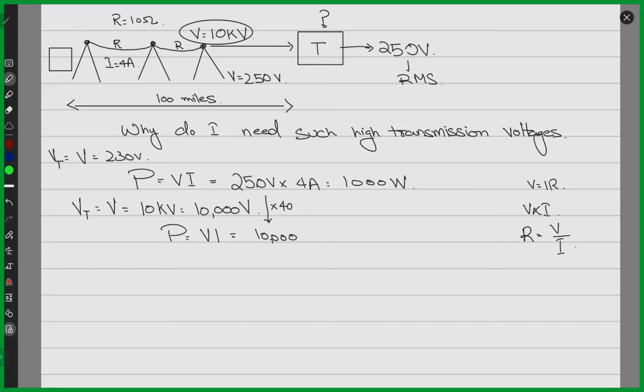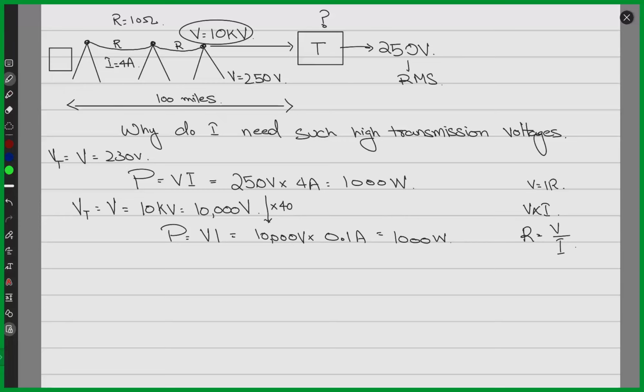Yes. Okay. So this would be 10,000 volts. And what would be the current then? I have to scale it down by 40. So it would be 0.1 amperes. So this is now 0.1 amperes. What does this give you? You'll see that this gives you 1,000 watts as well. So you might say that we're getting the same input power from the grid.